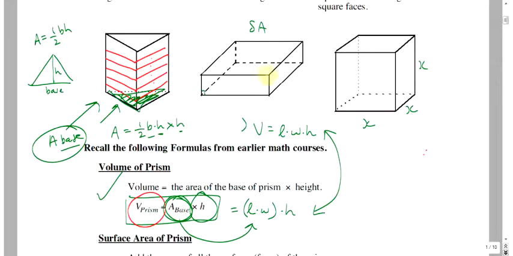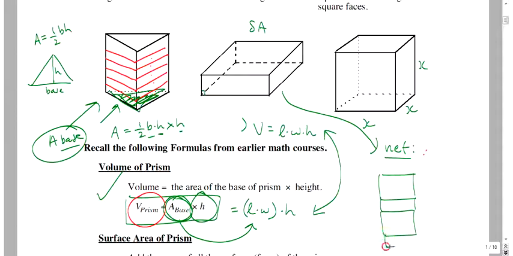Okay? Volume's the easy one. That's length times width times height. Do you remember the word a net? That's when you slice this thing up and make a 3D image a 2D image. If you're going to make a net of this thing, it would look like this.